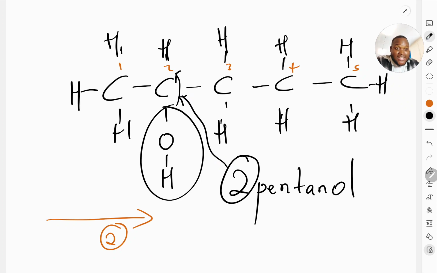Where is it positioned? Is it positioned in carbon number 1? Is it positioned in carbon number 2? Therefore, this 2 will tell us that this particular hydroxyl group, the OH group, is attached in carbon number 2. So now we prioritize the smallest number that makes the OH group attached to the smallest number of a carbon.